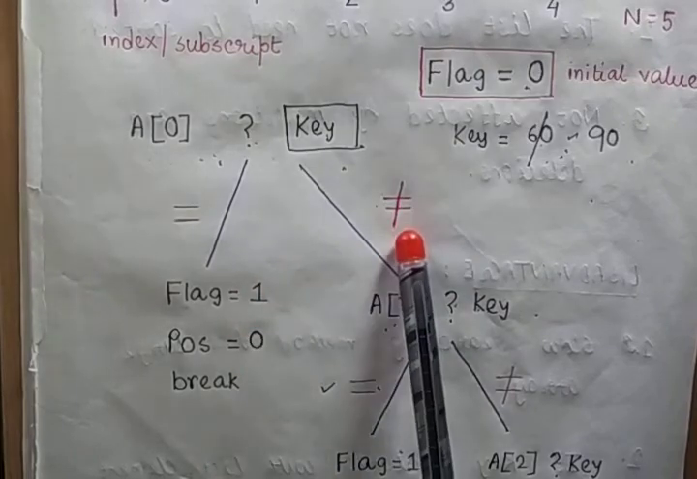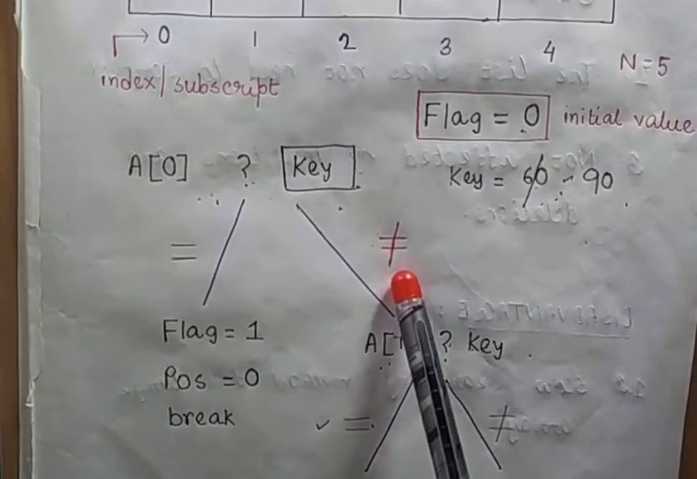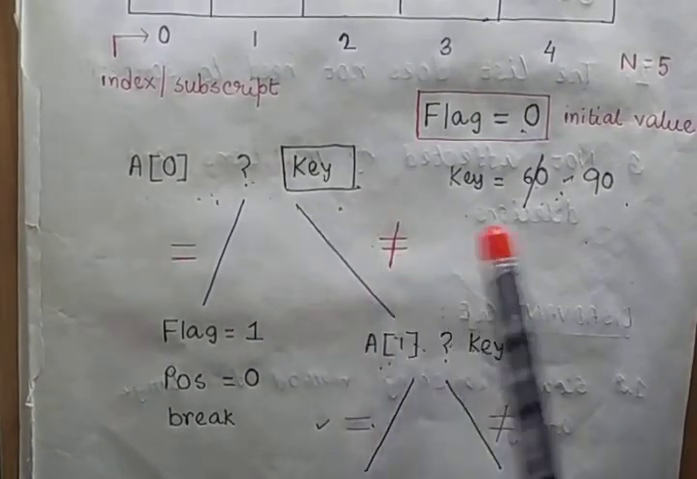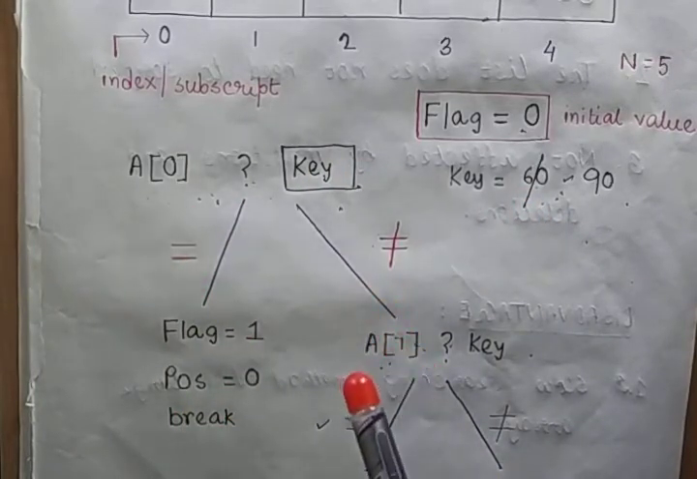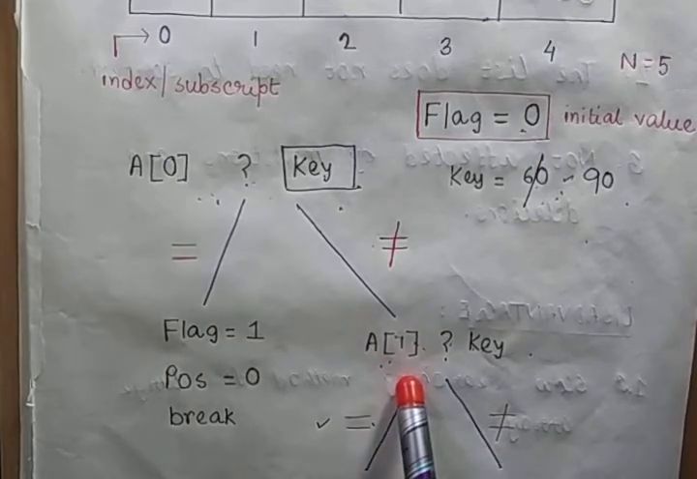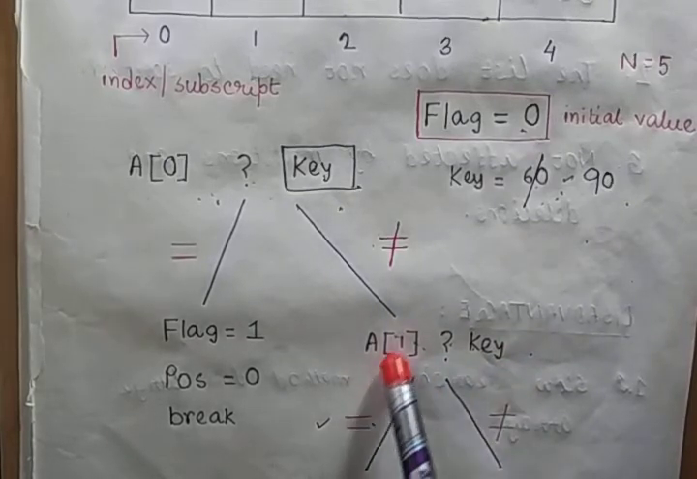Now the reverse case, if it is not found. If the key element is not found at the first position, what we will do, as I have told, it is called linear search. Linear search means if it is not found at the first position, your next task will be to compare the key element with the next position of the array. So the next position is A1. Now the key will be compared with A1.